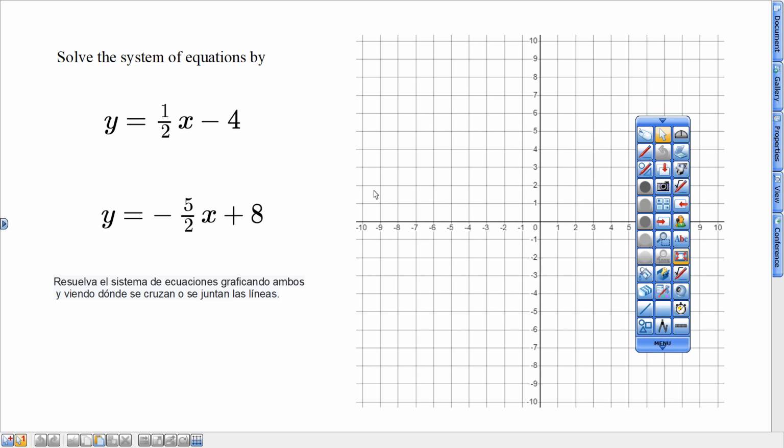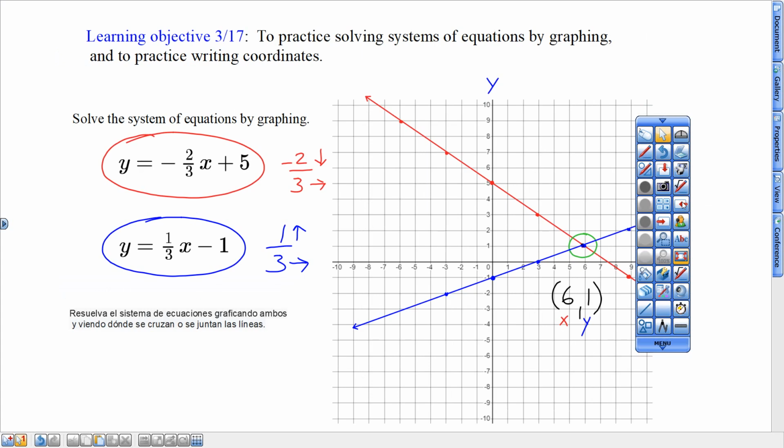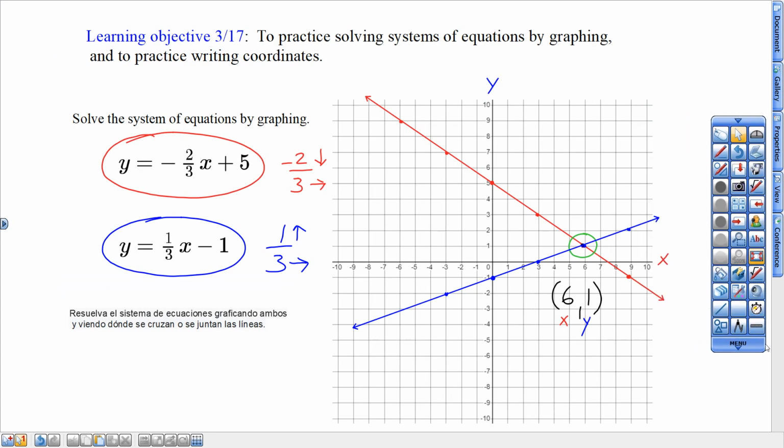So again, today this concept is practicing harder systems where both slopes are fractions, knowing how to go over and up or over and down and finding where those lines intersect and writing that point X and Y accurately. Knowing that I could take that point and plug in for X and Y into these equations and have that satisfy both equations. We're looking for the system's solution.